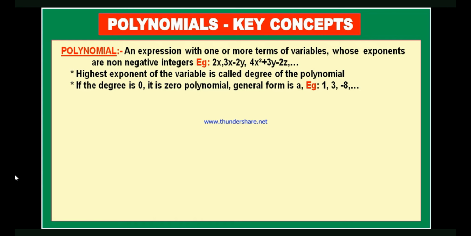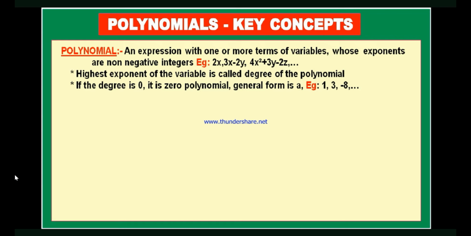You can observe that 1 is nothing but 1 into x power 0. X power 0 is 1. Therefore, 1 into 1 is 1 only. 3 means 3 into y power 0. Again, the exponent of y is 0. Therefore, it is a 0 polynomial. Minus 8 means minus 8 into z power 0. Again, it is a 0 polynomial because the exponent is 0.